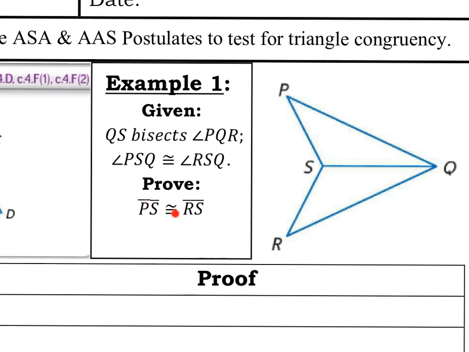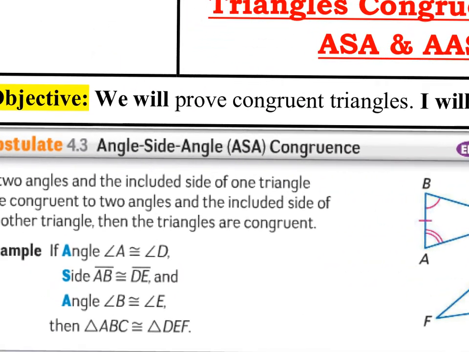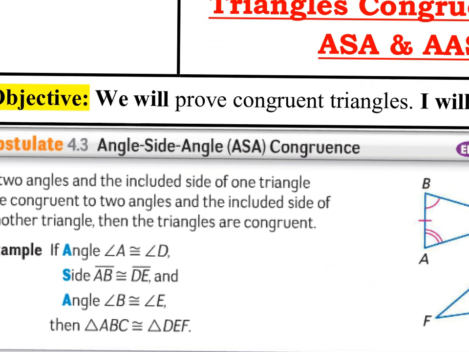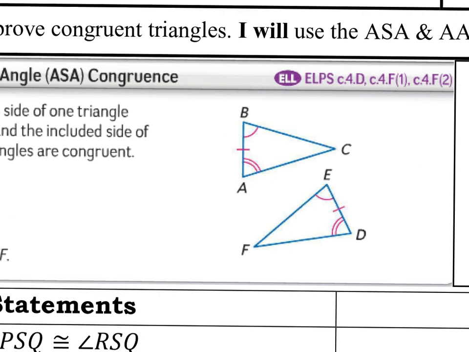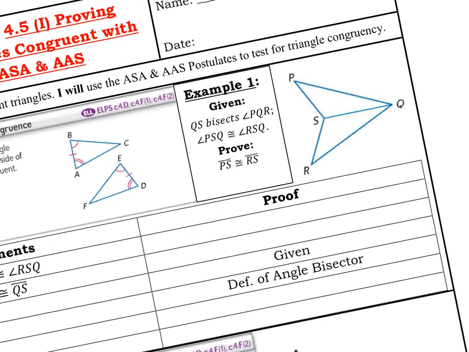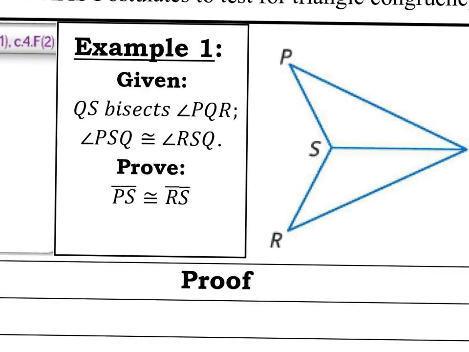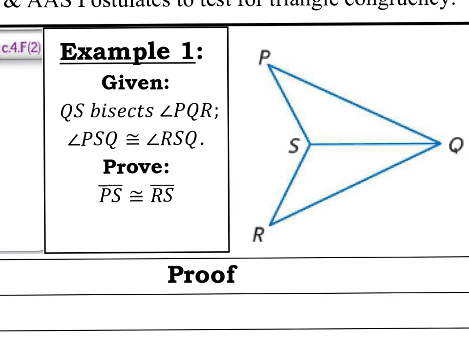I'm trying to prove that side PS is congruent to side RS, but more specifically, I'm trying to prove that using the angle side angle congruency postulate. So ultimately, I need to prove that two angles are congruent to one another, and then a side in between those two angles is congruent to the other side, right? So let's look at what's given. So QS bisects PQR, okay, great. And then angle PSQ is congruent to angle RSQ.